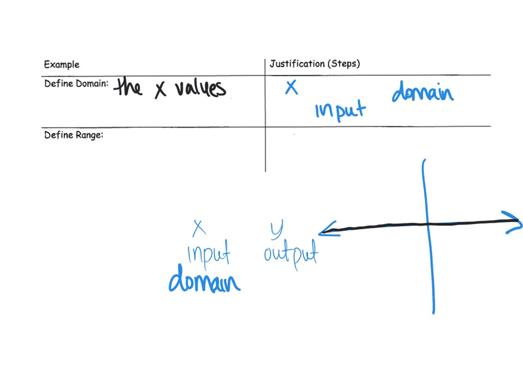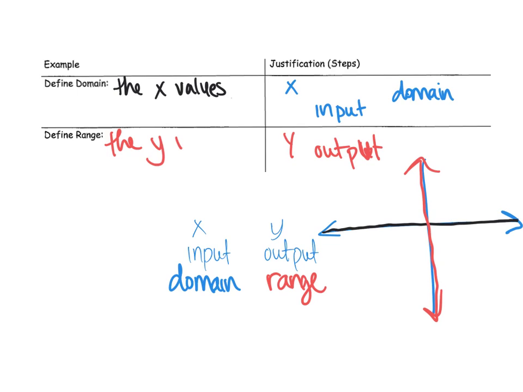And then the range, I'll do in red, is my y, is my output. And I'm going to make it a red line going up and down. The y values. The definition for range is the y values.